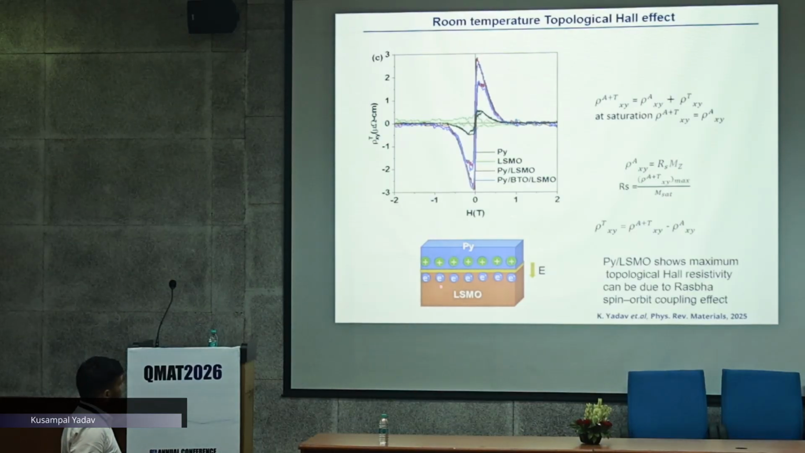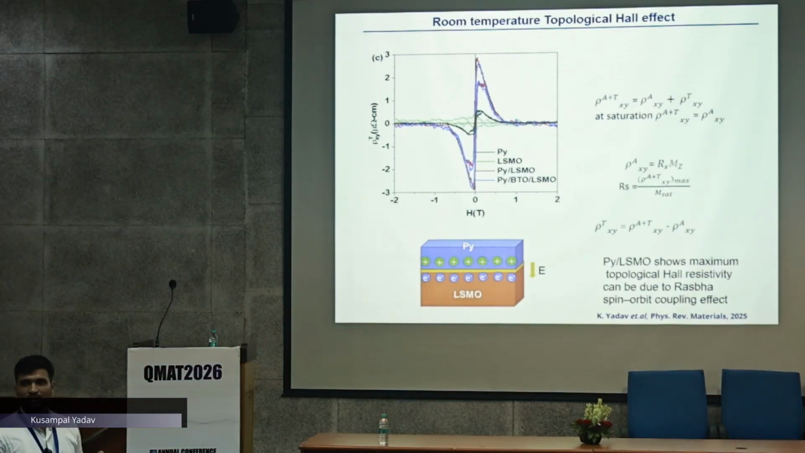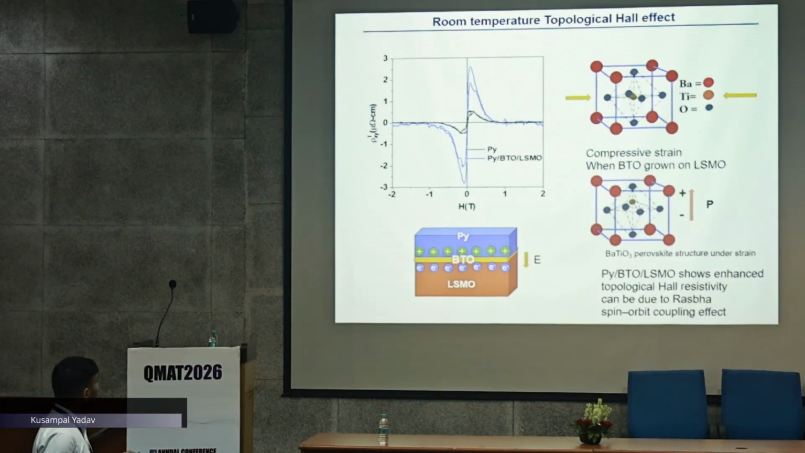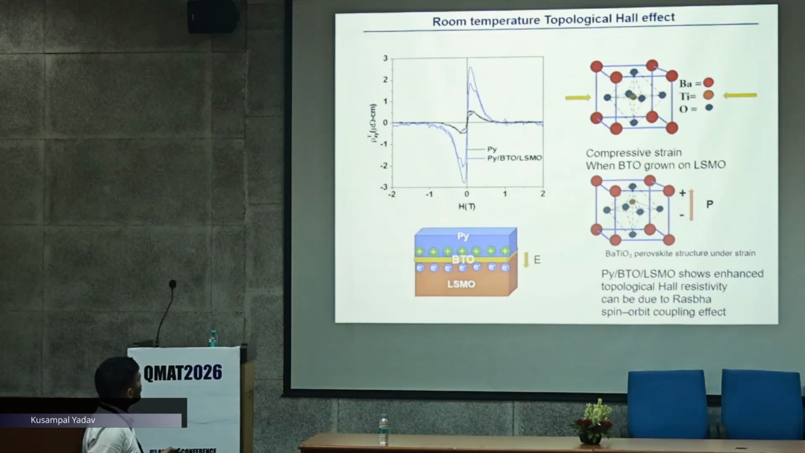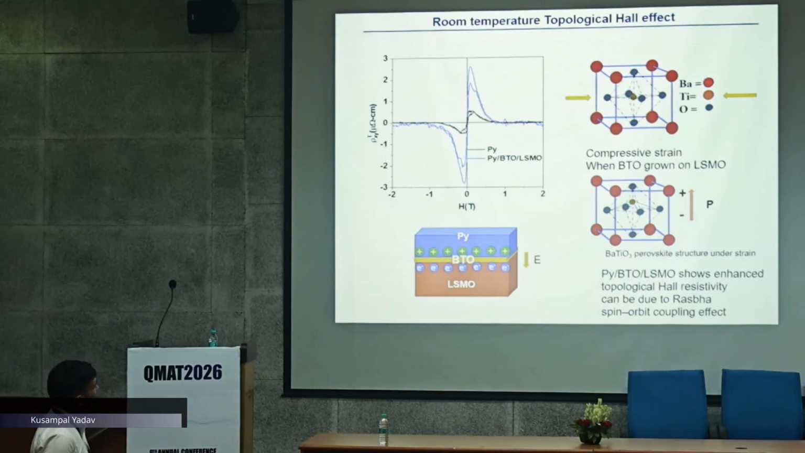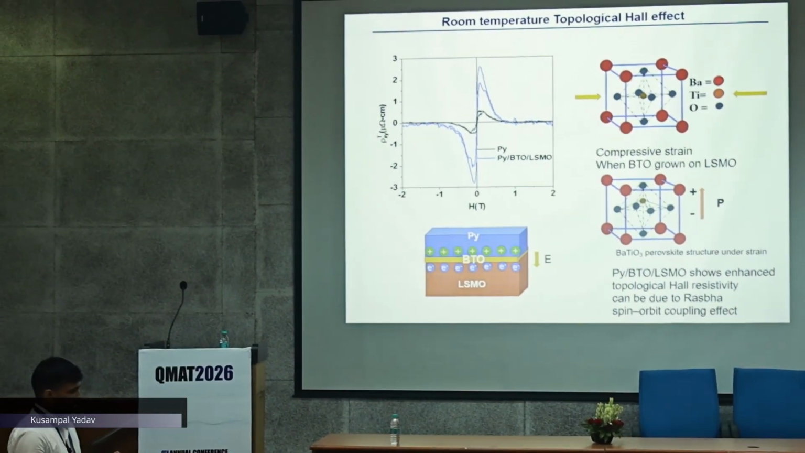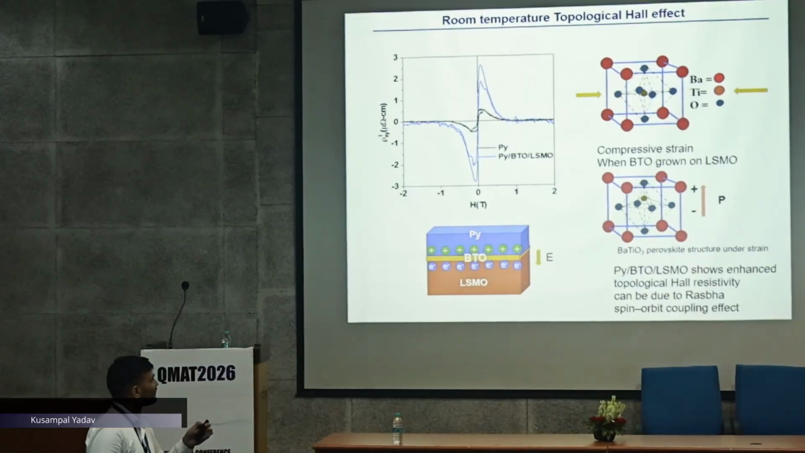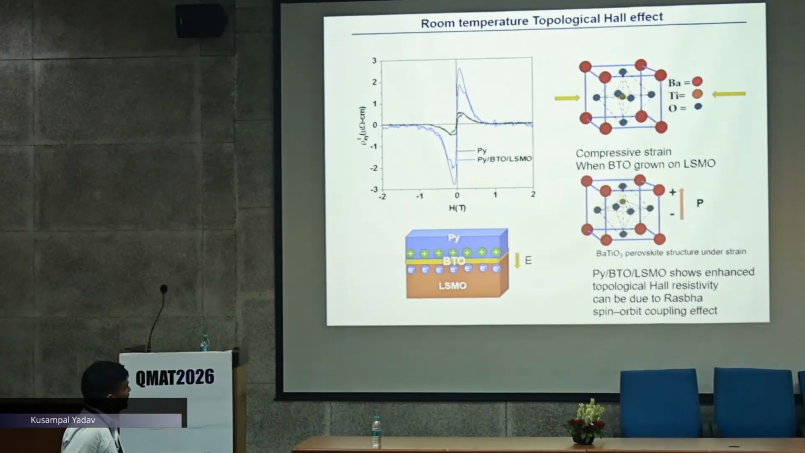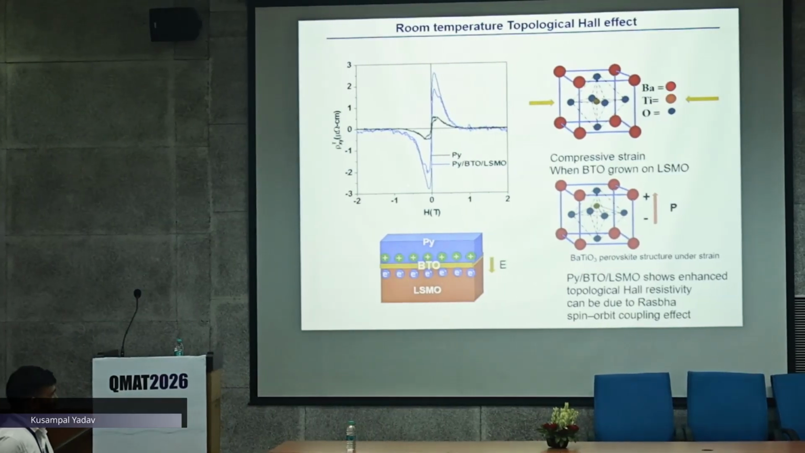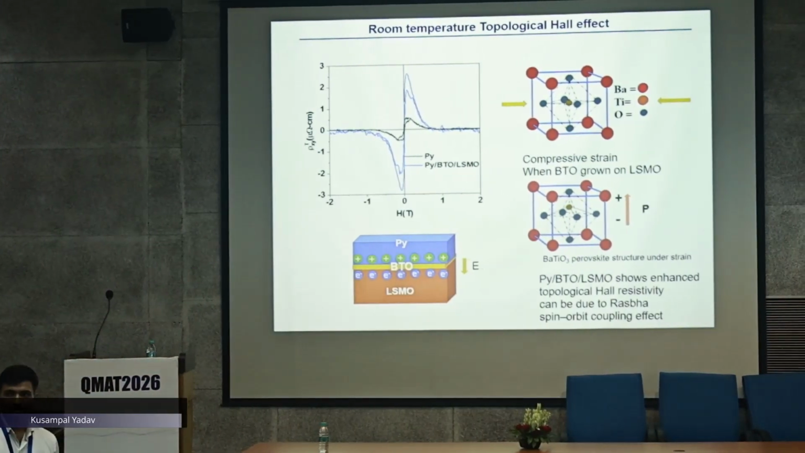That can be due to the inbuilt electric field that can give rise to a Rashba-type spin orbit coupling that can cause the topological Hall effect. And also, in the case of permalloy BTO LSMO, we again observe a large change, and this can be due to BTO being an inbuilt ferroelectric, and as we have grown it epitaxially, the strain increases, and that increases the interface electric field. So again, this can lead to a Rashba-type spin orbit coupling.